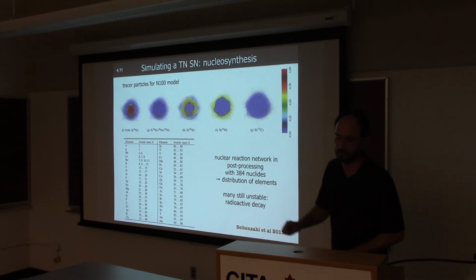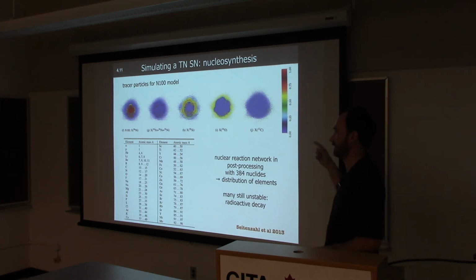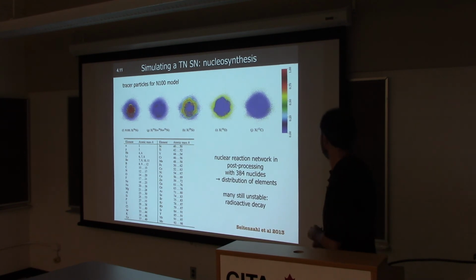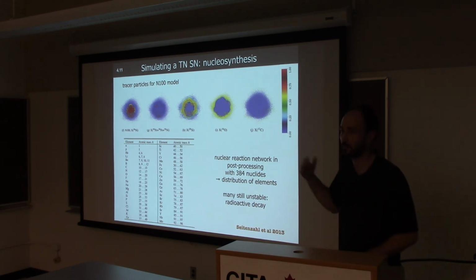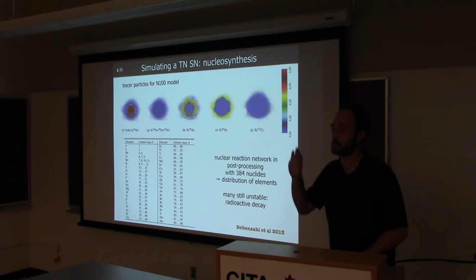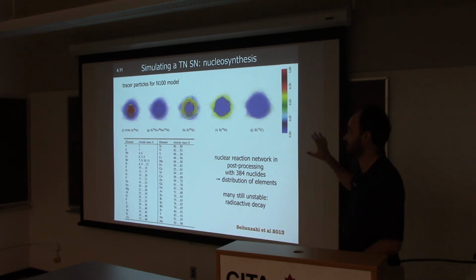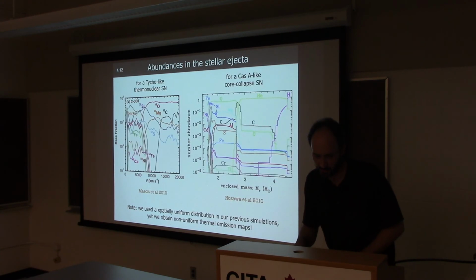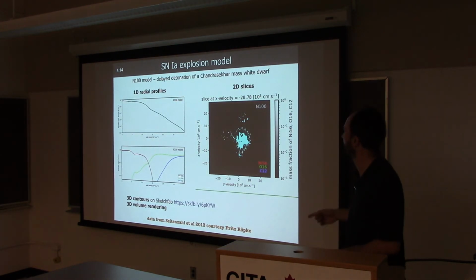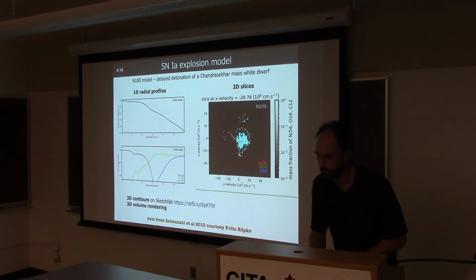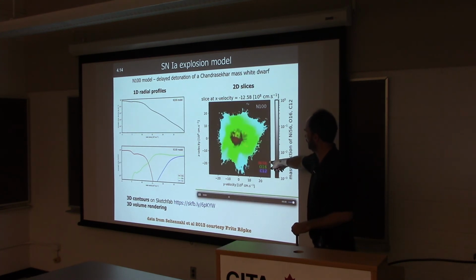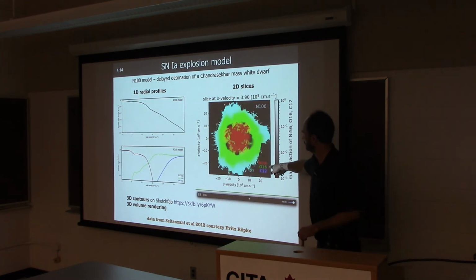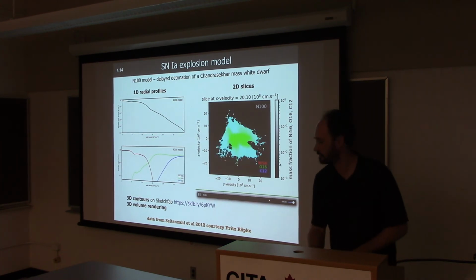But after this, they compute nucleosynthesis in post-processing with, I don't know, hundreds of isotopes, and they get the distribution in 3D. And so this is what I want to use as input for my simulations. Before I was using this, no, I skip this. Okay, so this is what I'm going to use. This is the distribution of nickel 56, which is going to be iron, oxygen in green, and carbon in blue.